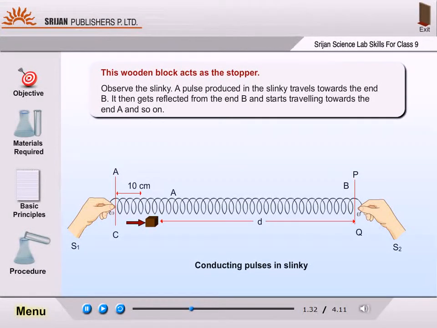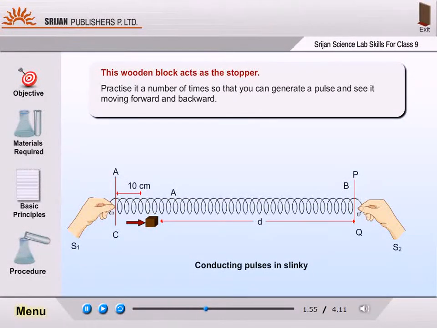A pulse produced in the slinky travels towards the end B. It then gets reflected from the end B and starts traveling towards the end A and so on. Practice it a number of times so that you can generate a pulse and see it moving forward and backward.